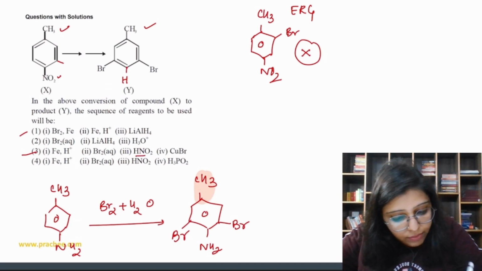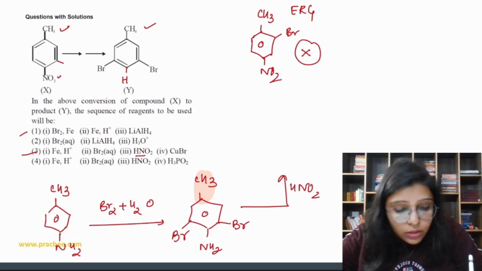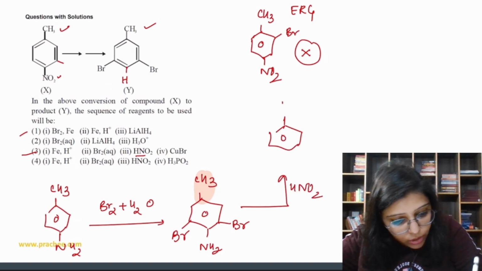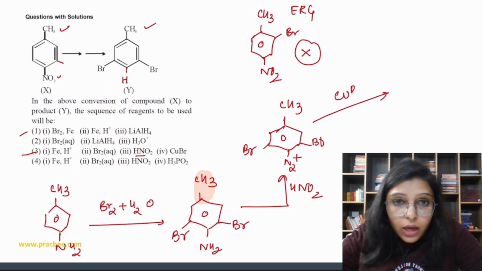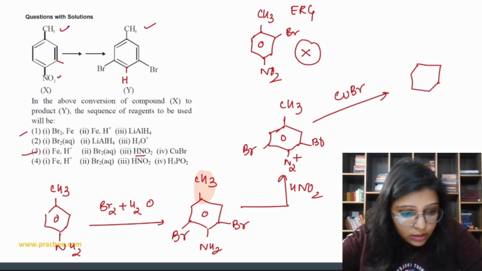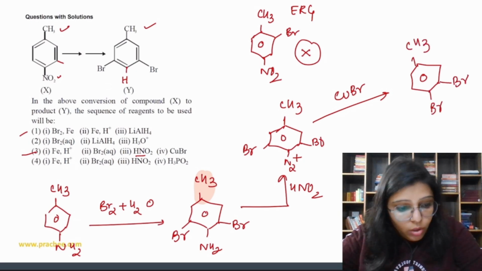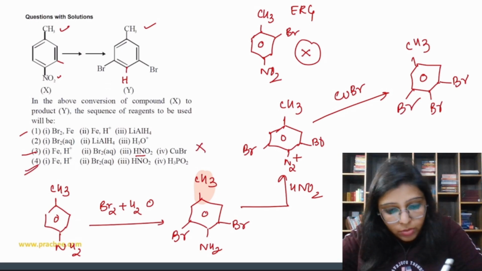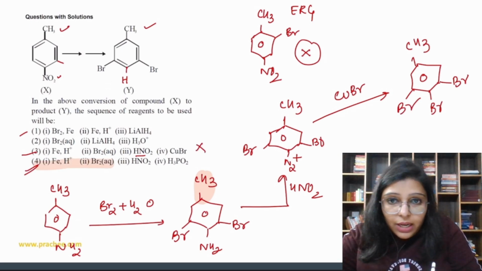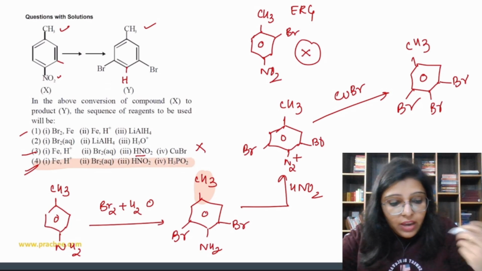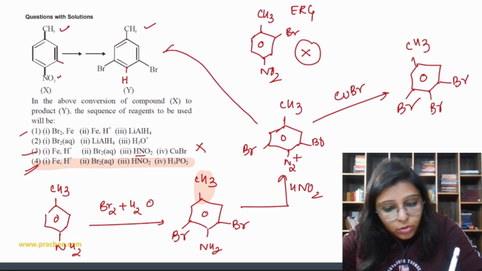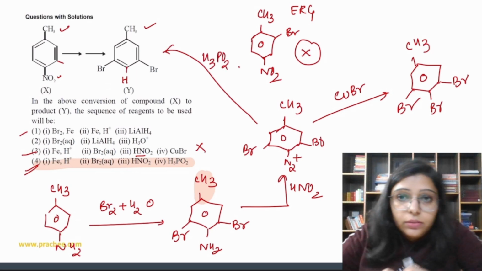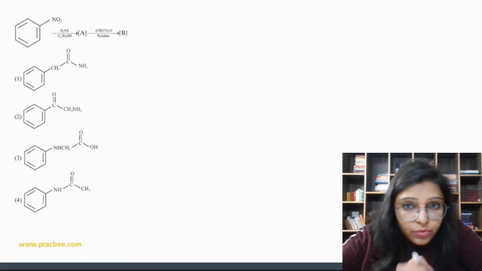Fine. Then we have HNO2. So with HNO2, NH2 is converted to diazonium chloride, N2 positive. And then we have CuBr, and in place of N2 plus, we get Br. So this is also incorrect. So we have option number 4 as the correct answer: Fe/H+, Br2, HNO2 and H3PO2. Because in the presence of H3PO2, we get the required product. Clear? That's it. So option 4 is going to be the correct answer.